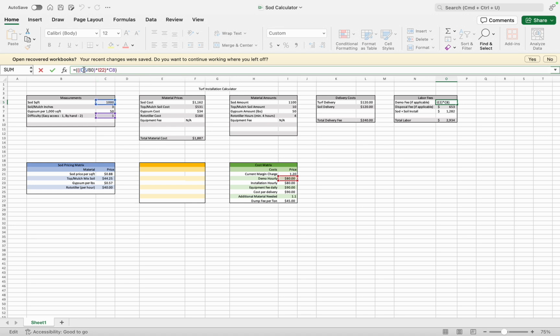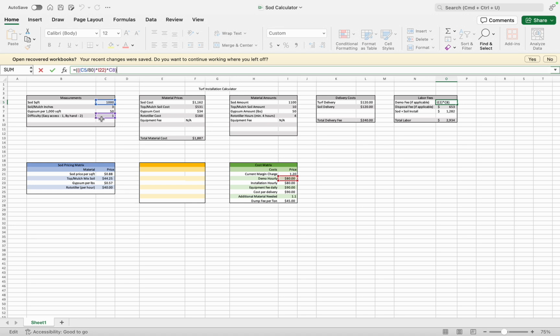So in this scenario, you can see that we are taking the 1,000 square feet that we have to demo, and we're dividing it by 80, right? Because we can do 80 square feet an hour, and then we are multiplying that by our demo hourly rate. So 1,000 square feet is probably close to 12 hours or whatever it is. Multiply that by 80, and then we're also multiplying that by the level of ease.